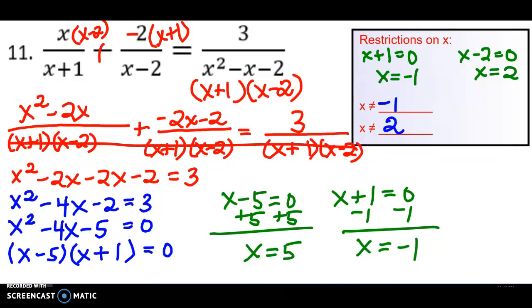Okay, now let's compare those solutions to our restrictions. We got x equal to 5, which is not one of our restrictions, so this is a perfect solution here. Our other solution said x equals negative 1. Well, one of our restrictions was that x could not equal negative 1. So this solution is no good. And our only answer to this question is that x is equal to 5.